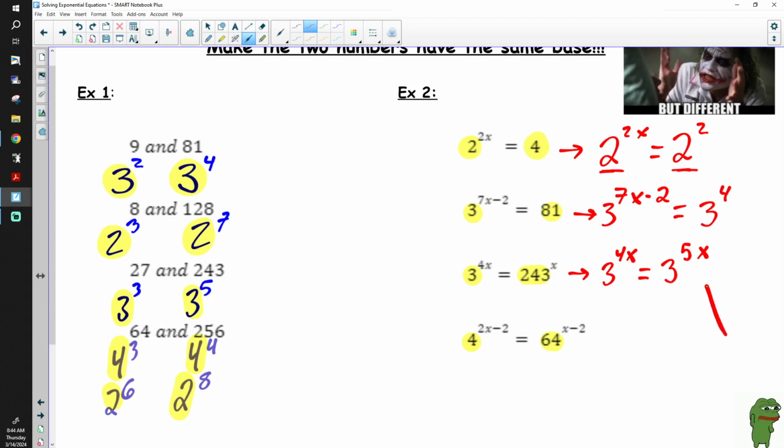Okay, last one, trickiest one. 4 on the left, 64 on the right. Can we get away with changing only one of these? Look, this is how you know. Here, we looked at 3 and we're like, oh, 3 to a power gives us 243. Does 4 to any power give you 64? Yes. 4 to what power? Okay. So that means we can leave the left side.